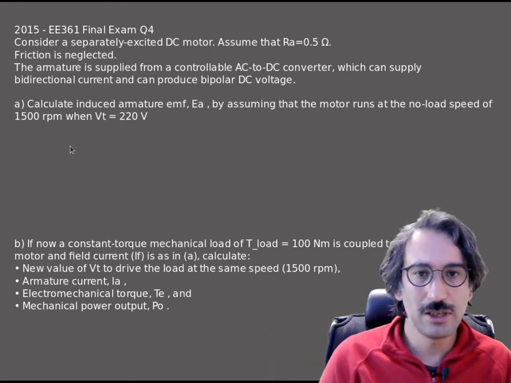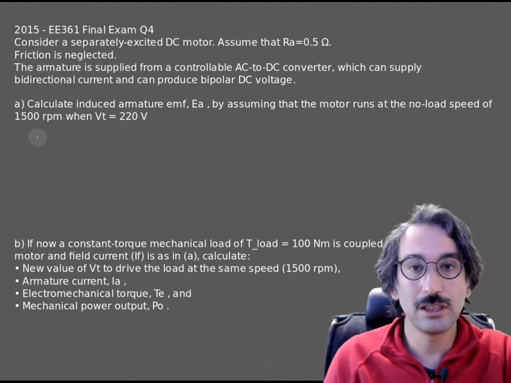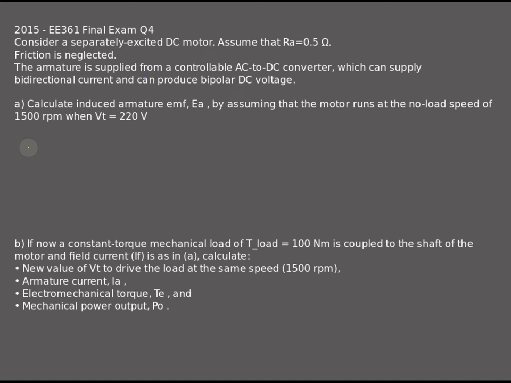Okay, so let me try to draw the equivalent circuit. Let me get rid of myself to have more space. So let's say this is our motor. Here we have terminal voltage, we have RA, and we have EA. That is 0.5 ohms. And when we apply 220 volts at speed N is equal to 1500 RPM, find EA when terminal voltage is 220 volts at no load.